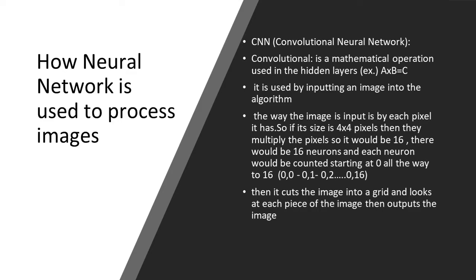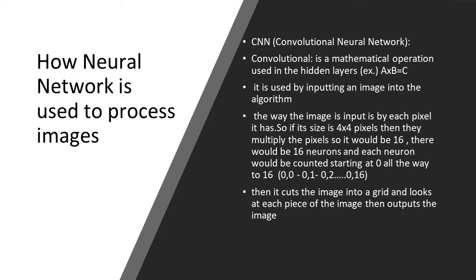How a neural network is used to process images. CNN, or convolutional neural network. Convolution is a mathematical operation used in the hidden layers. Example, A times B equals C. It is used by inputting an image into the algorithm.